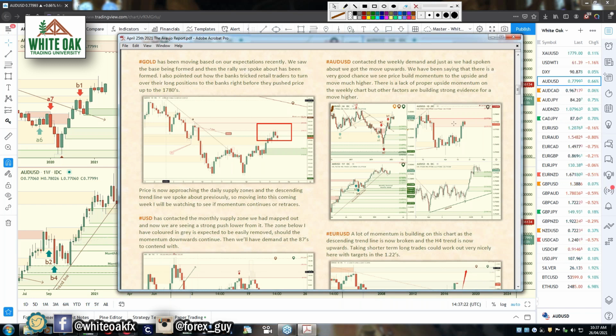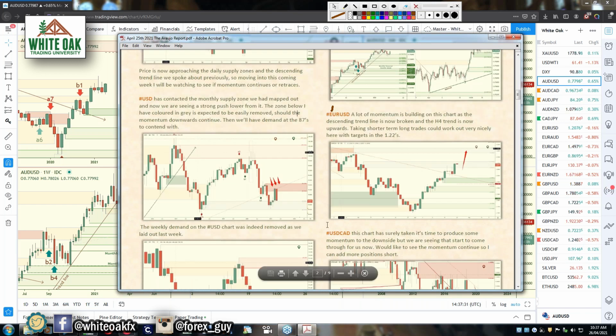Euro, a lot of momentum is building on this chart as the descending trend line is now broken and the H4 trend is now upwards. Taking shorter term long trades could work out very nicely here with targets in the 122s.